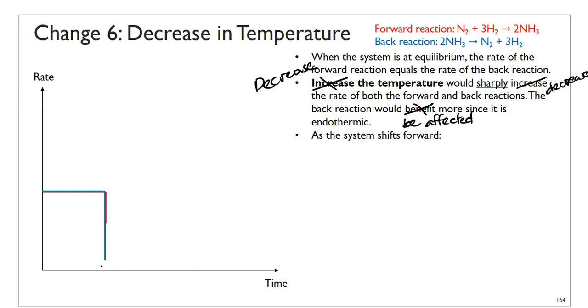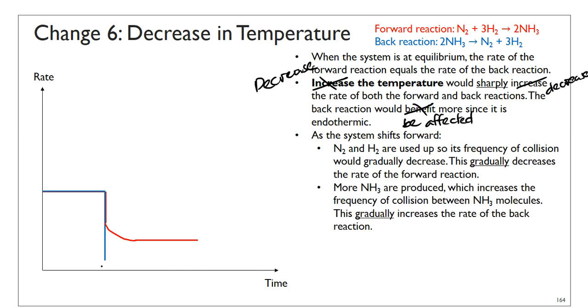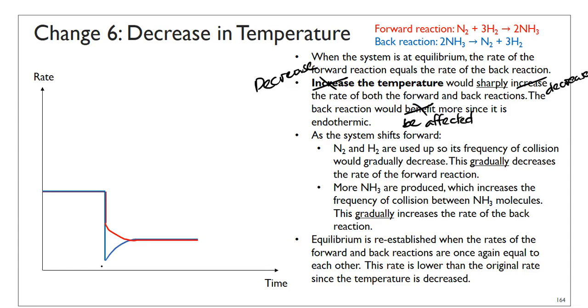And then as the system responds by shifting forwards, you're going to decrease the rate of the forward reaction and increase the rate of the back reaction until equilibrium is reestablished and the rates of the forward and back reactions are equal to each other again. Now, this rate has to be lower than the original equilibrium rate because ultimately you have decreased the temperature and that is supposed to reduce reaction rate. Okay, so that's all 6 changes. I hope I haven't completely confused everyone, though I have a suspicion that I have.